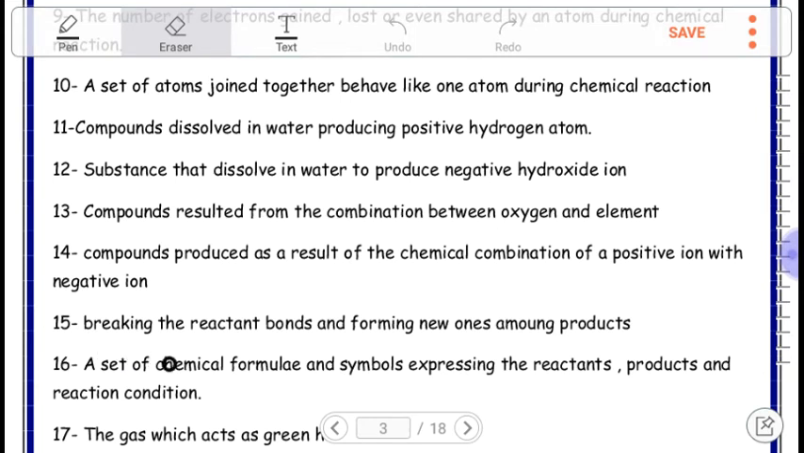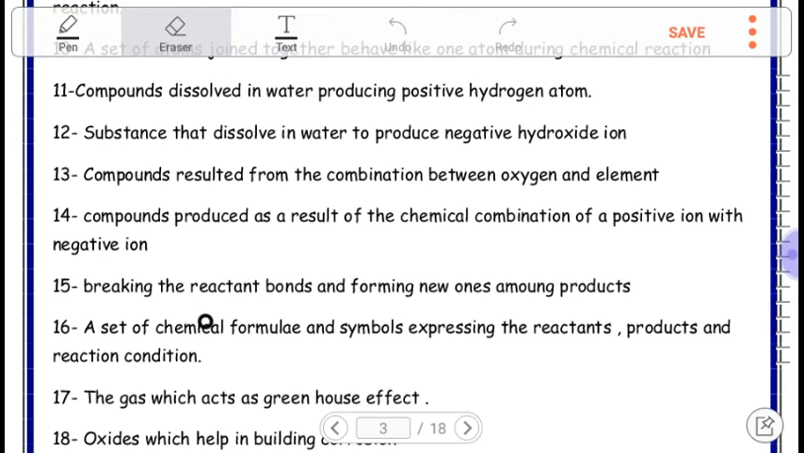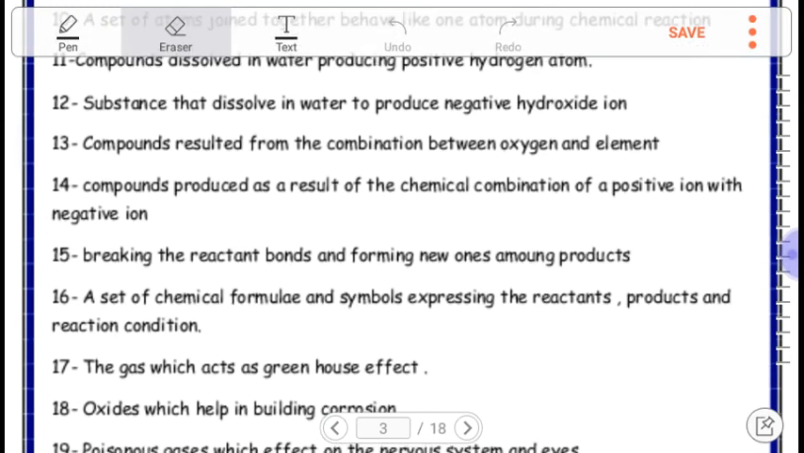15, breaking of the reactants' bonds and forming new ones as products. So we have the chemical reaction, breaking down the molecules of reactants to form new molecules of the products. 16, a set of chemical formulas and symbols expressing the reactants, the products, and the conditions of the reaction. So we have the chemical equation.